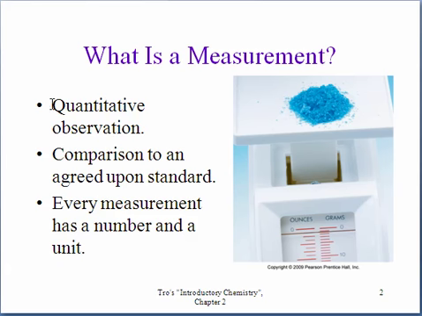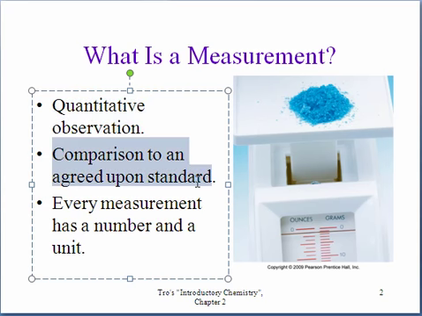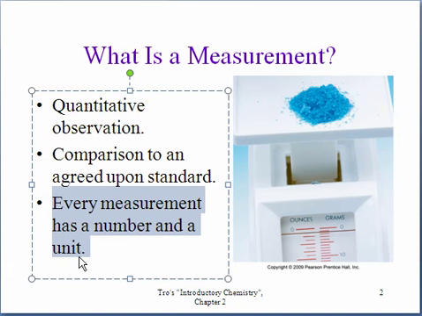A measurement is a quantitative observation, meaning that it is an observation that has a number associated with it. A measurement is some comparison to an agreed upon standard. And every measurement has a number and a unit.